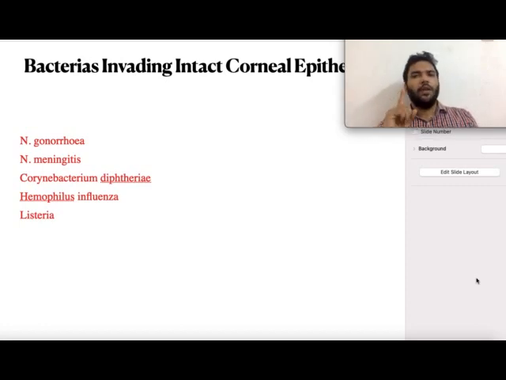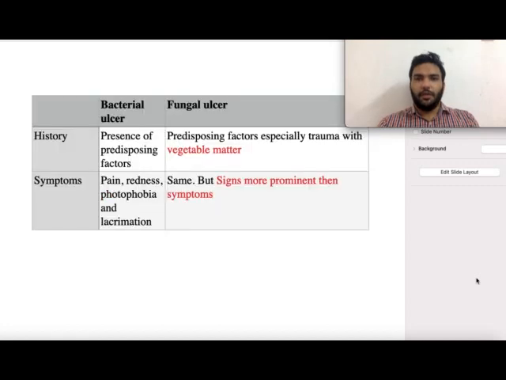There is only one organism which can penetrate the intact Descemet's membrane, that is fungal corneal ulcer. We'll talk about that in a few minutes. So these two types, bacterial and fungal corneal ulcer, we have to differentiate in order to understand them better. Both will have the same history. There will be a predisposing factor, but for fungal ulcer there is a specific vegetable matter.